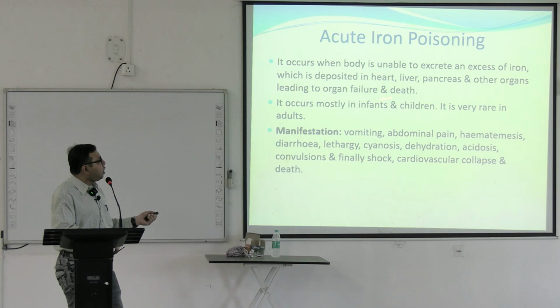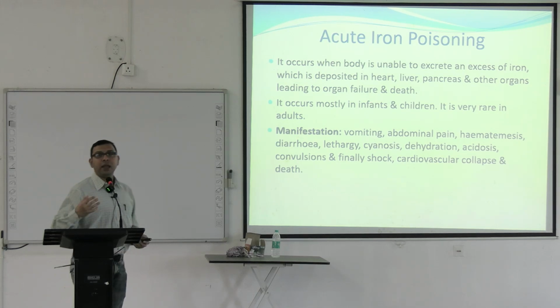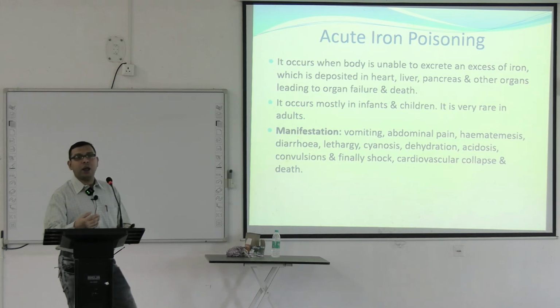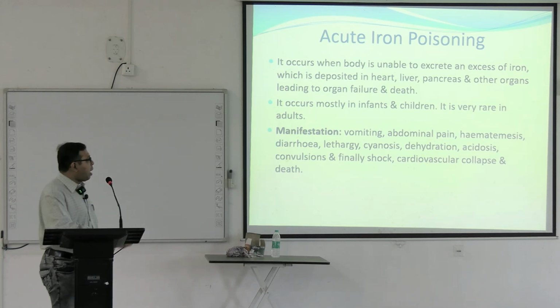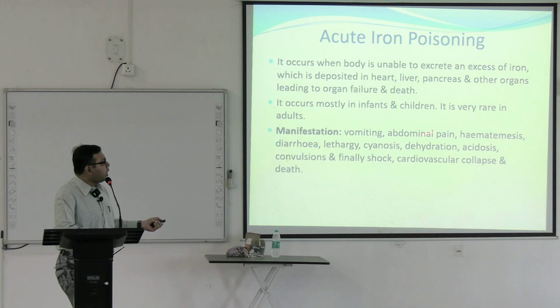So it occurs mostly in infants and children when they take large amounts of iron tablets together. That iron tablet is for their father or mother, and they have taken it, so ultimately acute iron poisoning may happen. Manifestations are vomiting, abdominal pain, hematemesis, diarrhea, lethargy, dehydration, acidosis, and cardiovascular collapse. All can happen.